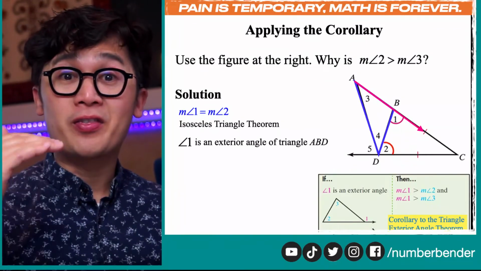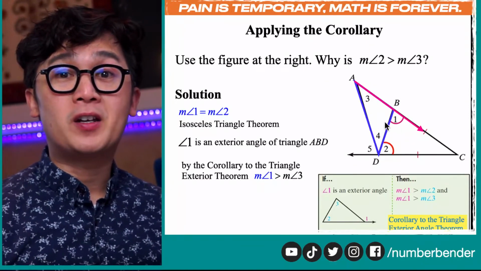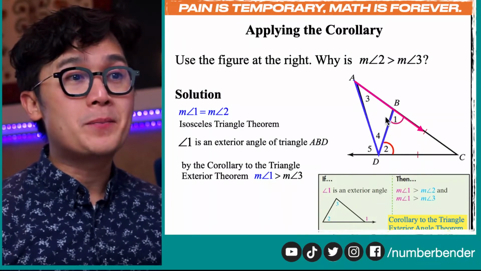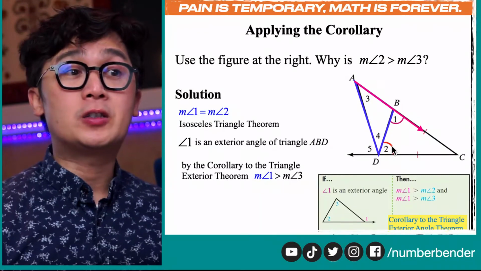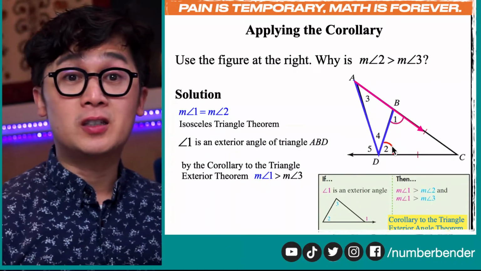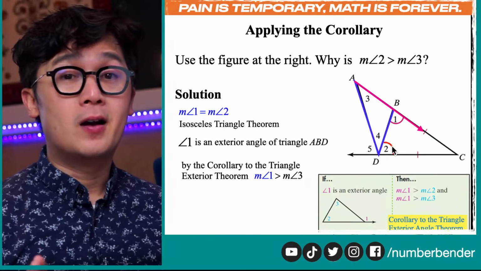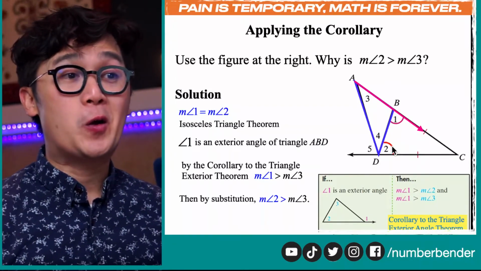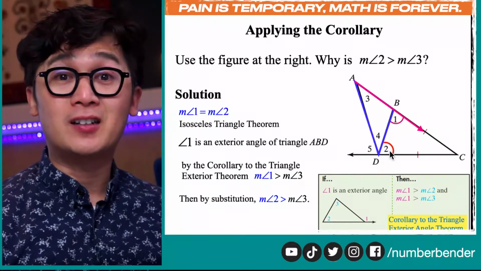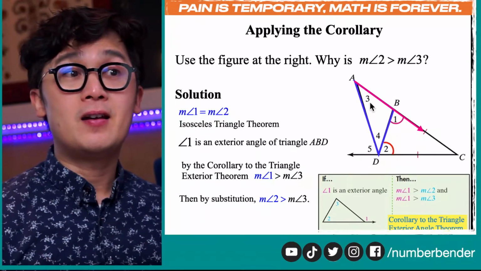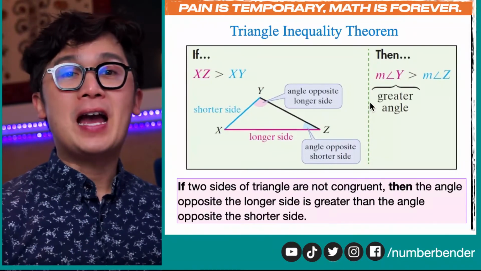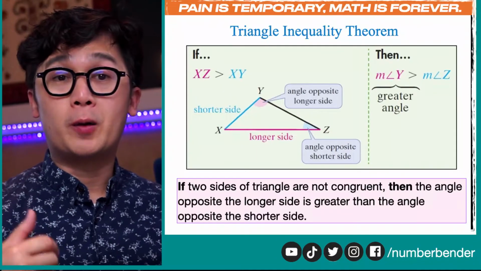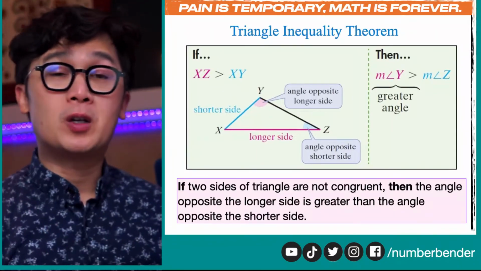So from here, we can show that the measurement of angle 1 is greater than the measurement of angle 3, which happens to be congruent to angle 2 because of the isosceles triangle theorem. We can now show that the measurement of this angle, angle 2, is indeed greater than the measurement of this angle. So that is how we use our theorems in showing or proving problems similar to what we just had.